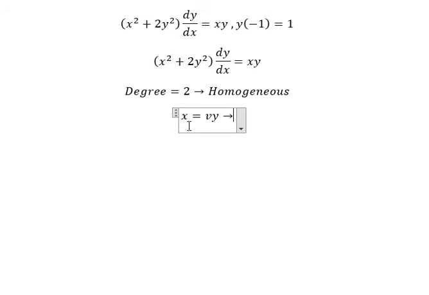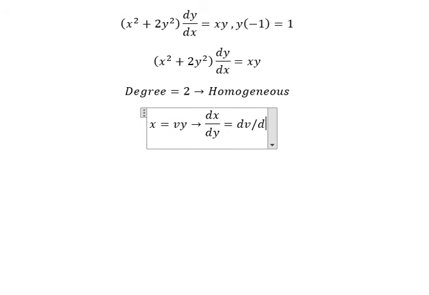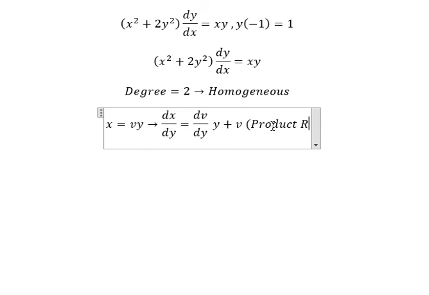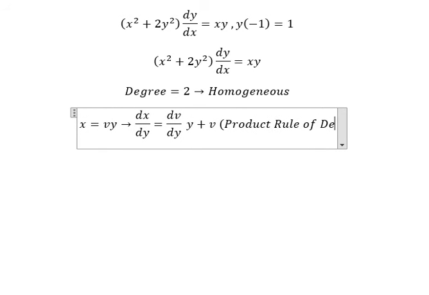So if I do the first derivative for both sides, you get dx over dy. The first derivative of v, you get dv over dy multiplied by y, plus the first derivative of y, you get v. So this is the product rule of derivative.